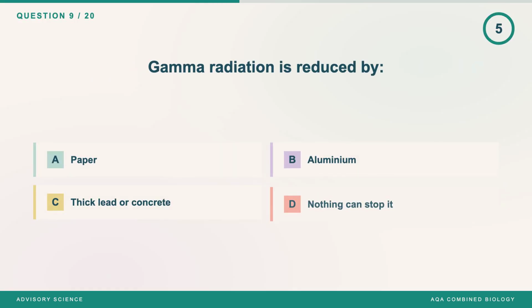Question 9. Gamma radiation is reduced by Option A, paper. Option B, aluminium. Option C, thick lead or concrete. Option D, nothing can stop it. What is your answer?